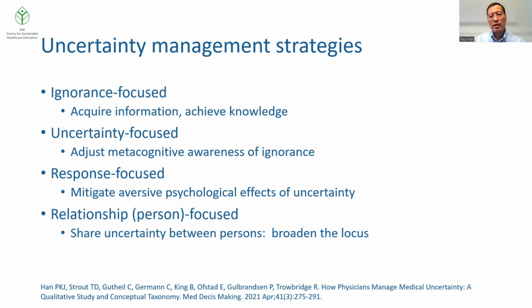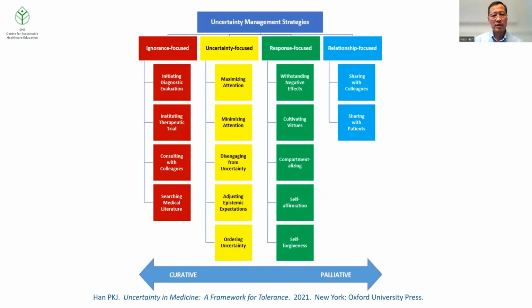response-focused strategies aim to mitigate or ameliorate the aversive psychological effects of uncertainty. They don't do anything to reduce uncertainty or ignorance, but they aim to palliate our aversive responses to uncertainty. And then finally, relationship or person-focused strategies are all about sharing uncertainty, distributing the burden of uncertainty, or providing human presence that can help people manage uncertainty.